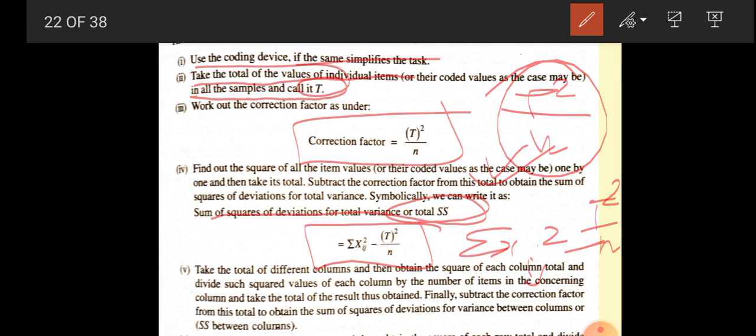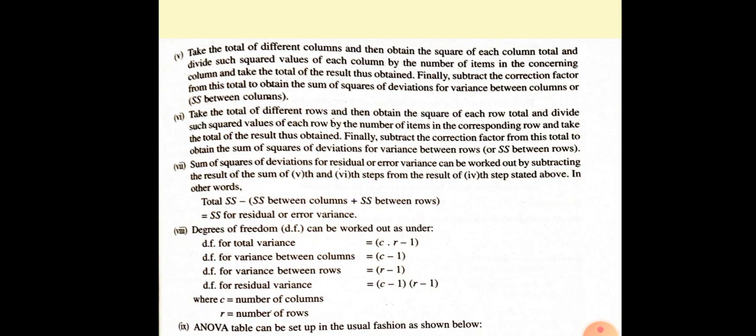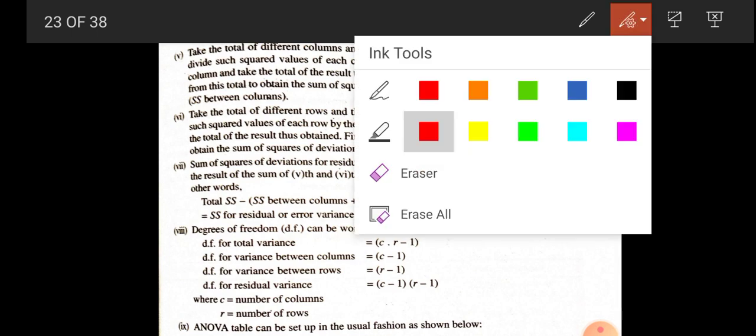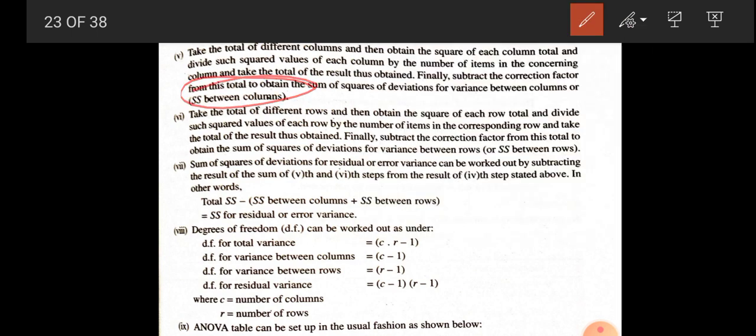Take the total of different columns, then obtain the square of each column total and divide such squared values of each column by the number of items in the concerned column, and take the total of the results thus obtained. Finally, subtract the correction factor from this total to obtain the sum of squares of deviation for variance between columns, or SS between columns. This is the fifth point. Similarly, we have to find out SS between rows.